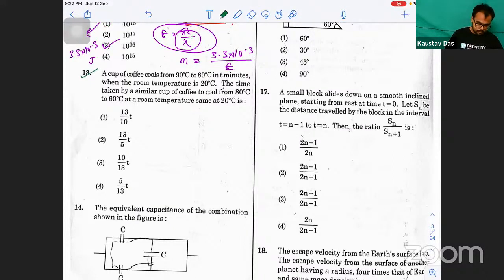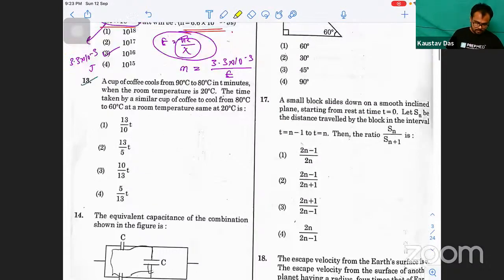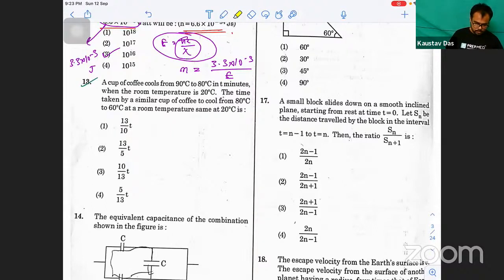Number 13, let's come to question number 13 and see what we have. Here I have skipped question number 13 to be solved at home. This is a pretty easy question. I have not found out the answer, I need to verify the answer actually.